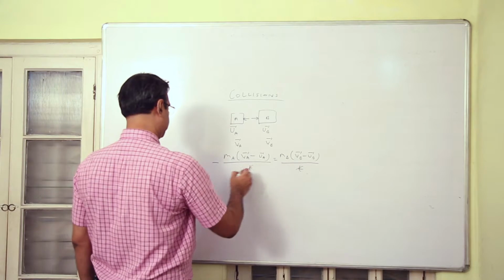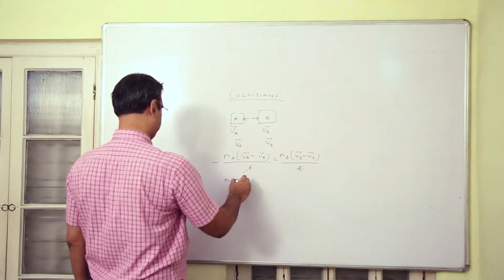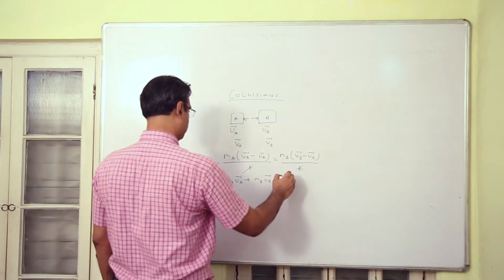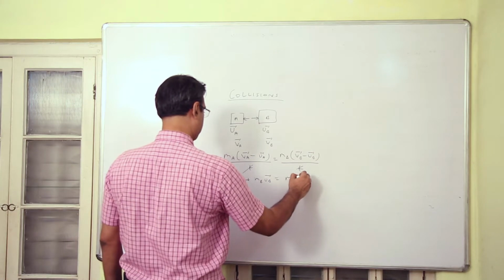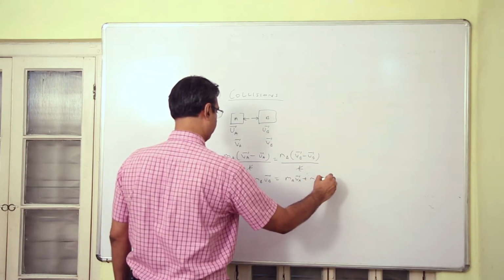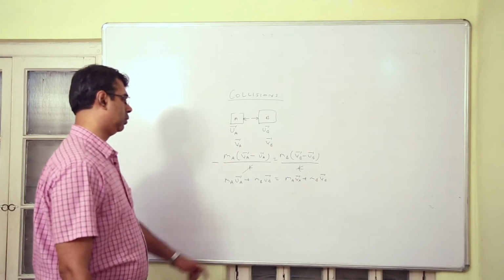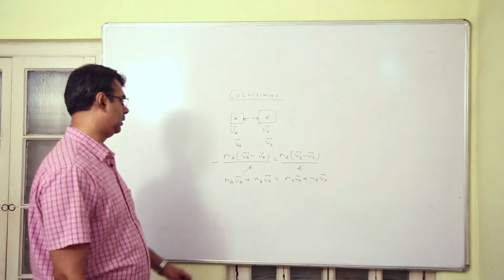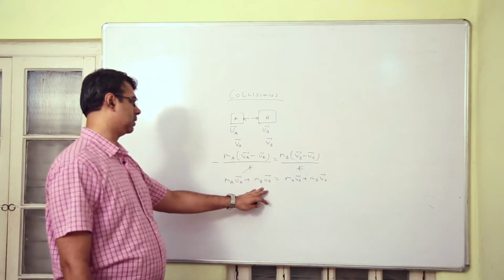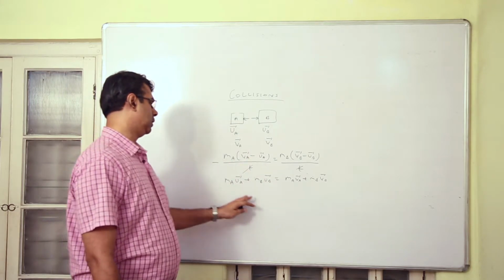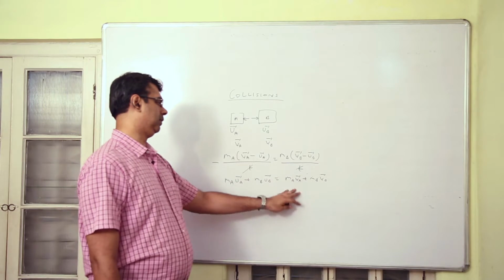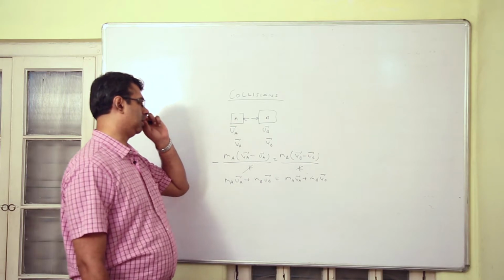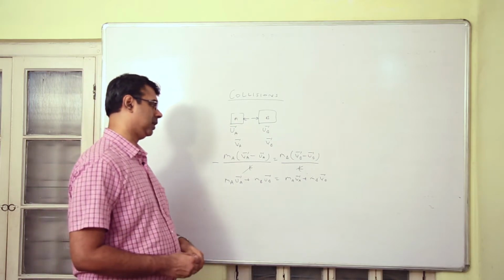Now if you cancel T, you will get MA into UA plus MB into UB is equal to MA into VA plus MB into VB. So the initial momentum of these two together is this, and the final momentum is this. So the initial momentum and final momentum are equal, or you could say that if you consider these two as a system, then the momentum of the system is conserved.